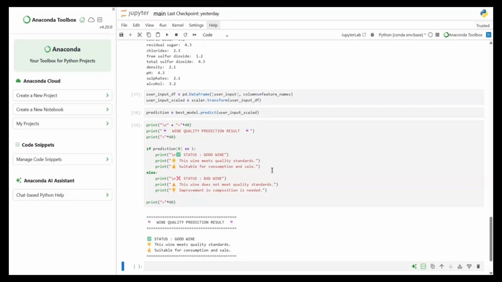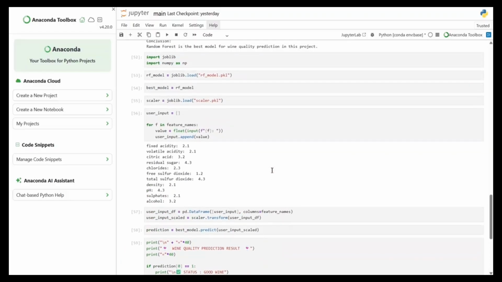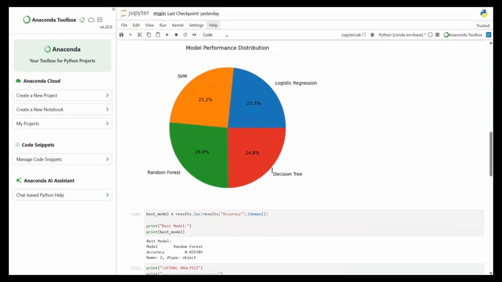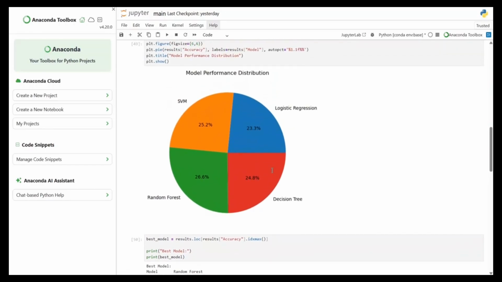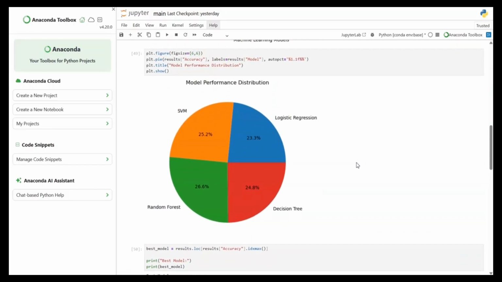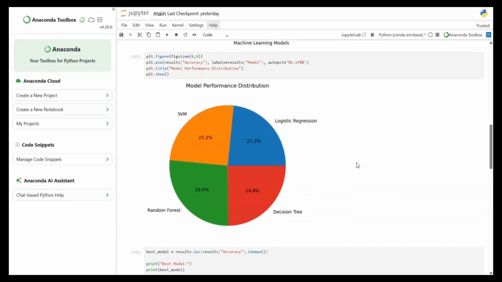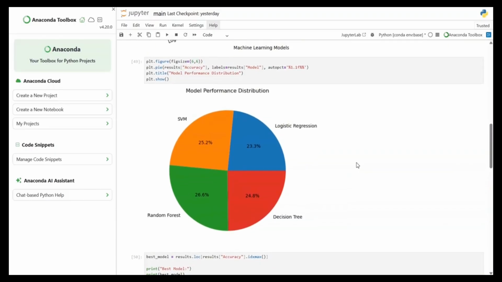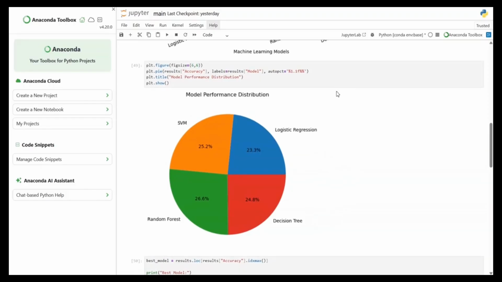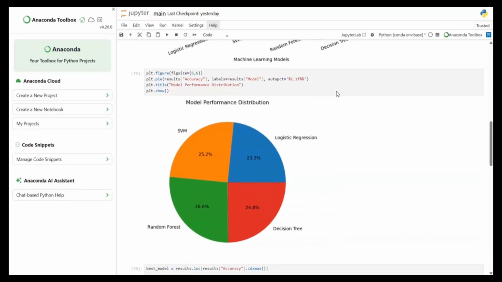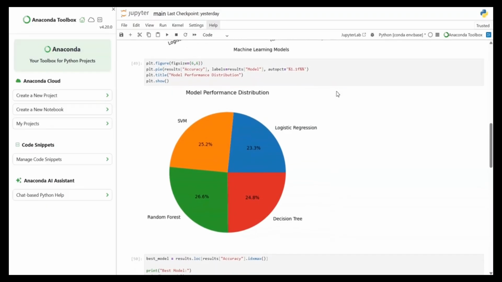In conclusion, we successfully applied multiple supervised learning algorithms to predict wine quality. Random Forest achieved the best performance due to its ensemble nature. Future improvements could include hyperparameter tuning, feature selection, and deploying the model as a web application.